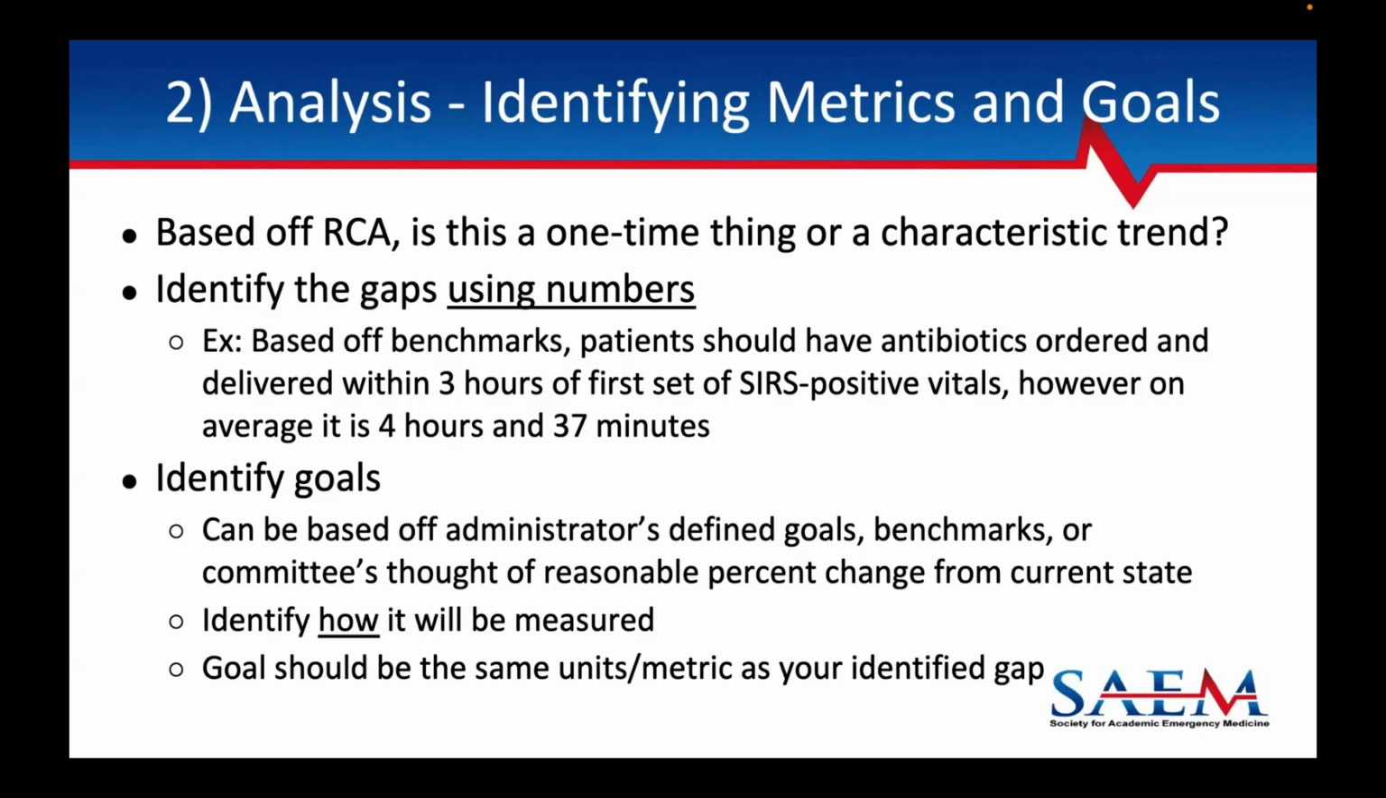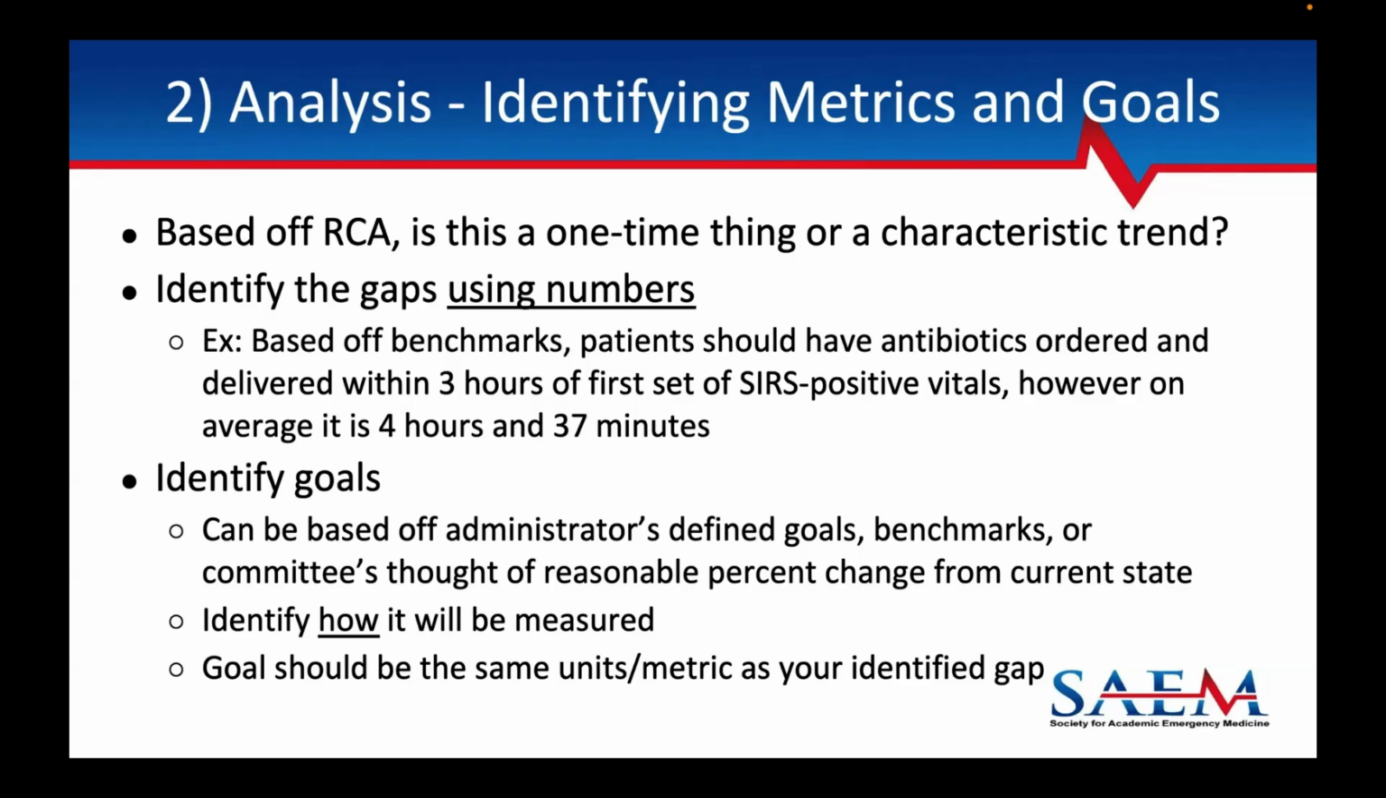And then what you'll do is you say, let's identify goals. Sometimes you'll say, oh, we have this national benchmark that says, for example, based off benchmarks, patients should have antibiotics ordered and delivered within 3 hours. That's something based off the SEP-1 bundle. But let's say your goal is, we are very far off from 3 hours, so let's aim for 4 hours when we're at 4 hours and 37 minutes. Or you could say our goal needs to be 3 hours. Your team will decide based off of rules and regulations and the institutional goals.